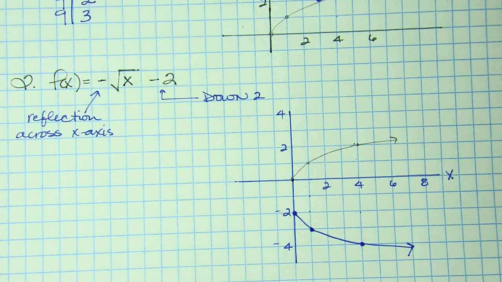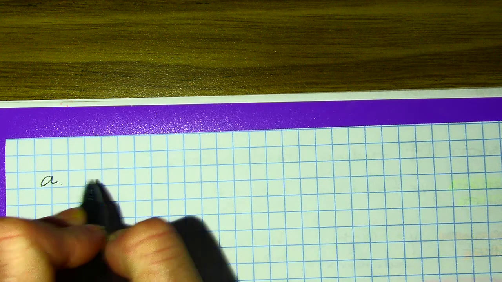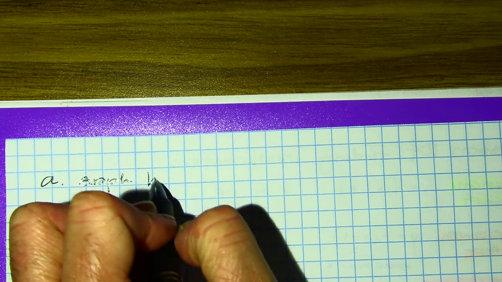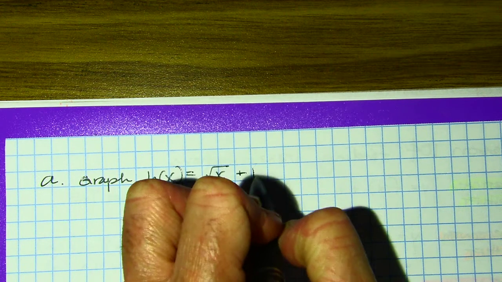Okay, so I'd like us to now try the ones in our lesson practice. And so let me turn my page. Part, I should probably draw on the backs of these. So part A wants us to graph h of x equals the square root of x plus 10.